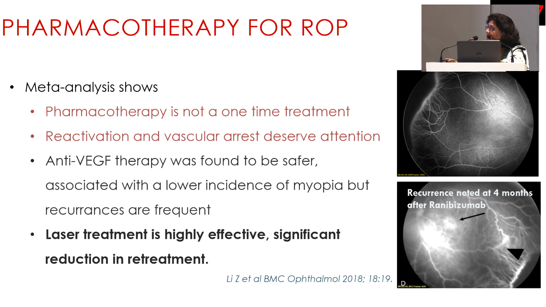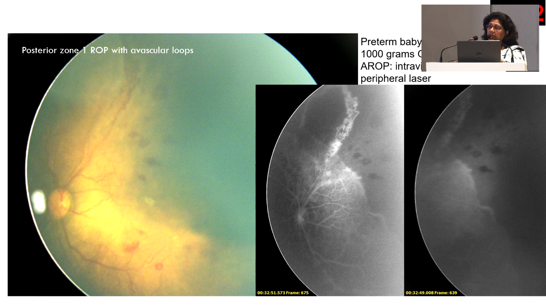There's a meta-analysis on pharmacotherapy of ROP. It makes it very clear that pharmacotherapy is not a one-time treatment. We do get reactivation, and the major problem of vascular arrest is there, especially with retreatment. So you have to be careful while injecting anti-VEGF. We reserve it for zone 1 ROP. Otherwise, laser treatment is highly effective, and there's reduction in retreatment levels also.